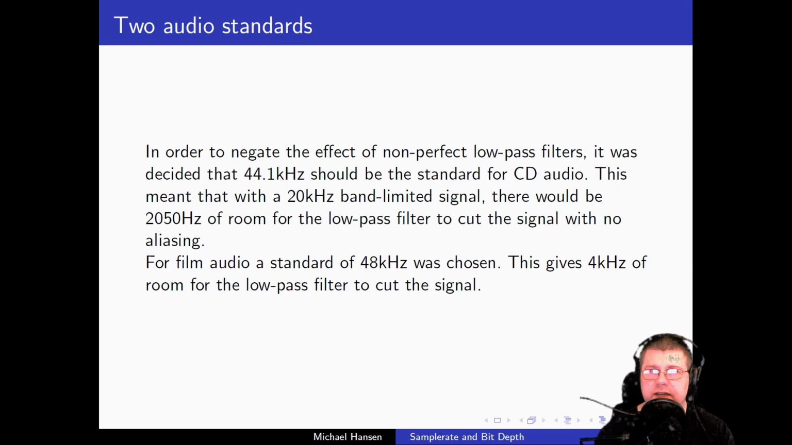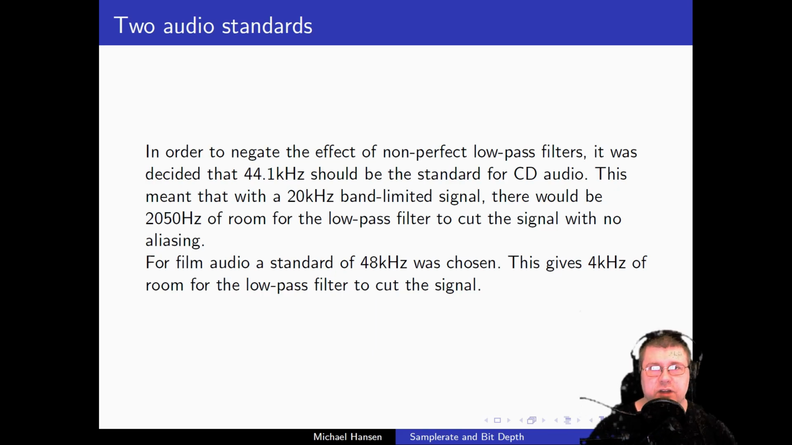For some reason, I don't really know, for film audio, the standard was chosen to be 48 kilohertz. This gives 4 kilohertz of room for the low-pass filter to cut the signal. But as far as I understand it, that was not the reason why they chose 48 kilohertz. To my best knowledge, it was simply because they wanted to choose something that was different from the 44.1, but still reasonable within the limits of the Nyquist-Shannon theorem.